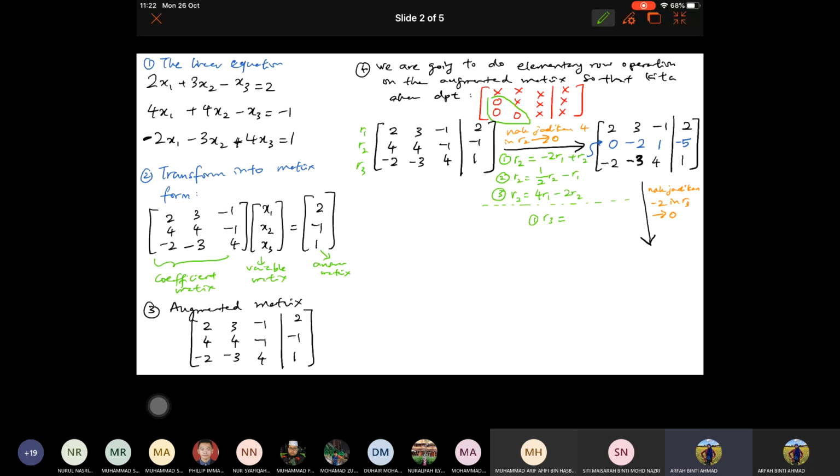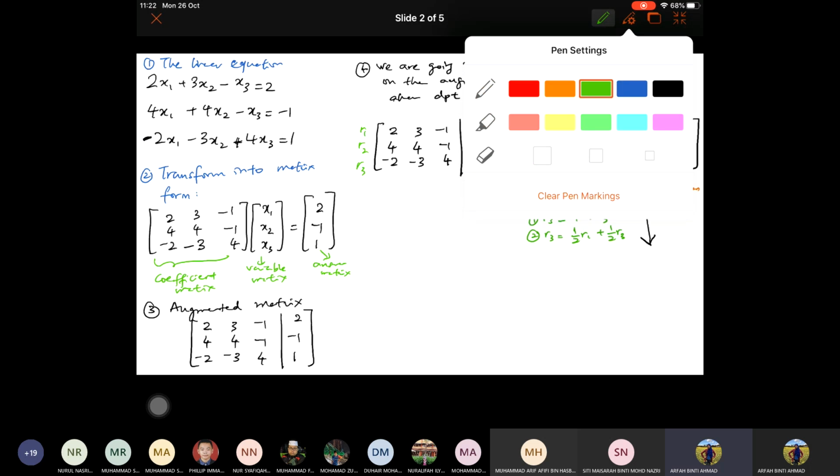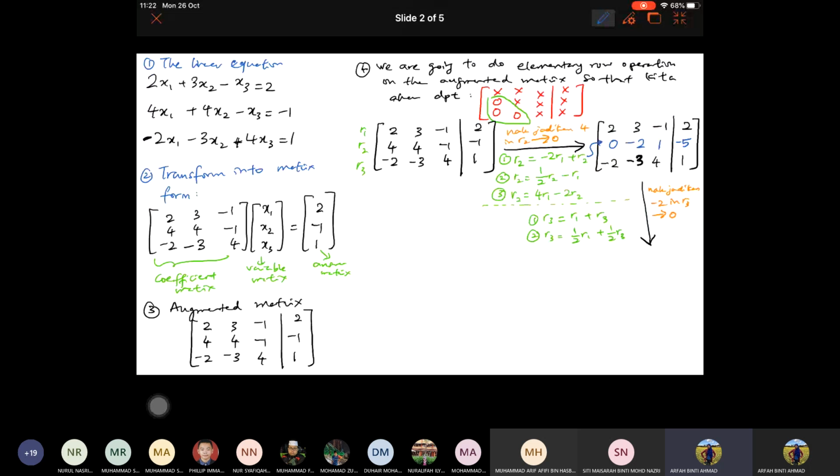So the best way is maybe I take row 1 tambah row 3. 2 tambah negatif 2 terus kosong. Atau kalau awak rajin boleh ambil 1/2 R1 tambah 1/2 R3. Pun boleh juga. Dapat kosong juga. Okay. So katakan saya ambil paling simple lah. I take the first one. So I take the first one here.